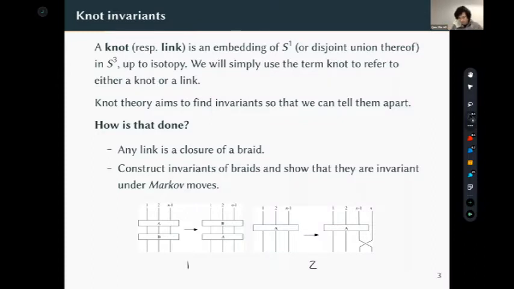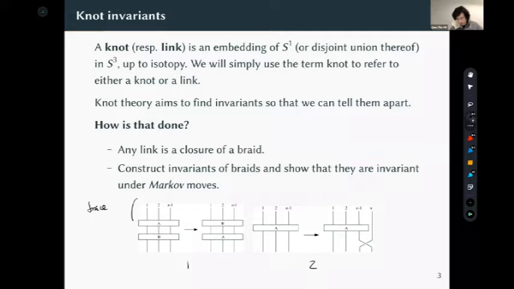So that means that the order in which you concatenate them shouldn't matter in the resulting knot. The boxes A and B represent different braids, and then you concatenate them. This property is called the trace-like property. It's kind of like a trace: the trace of AB is the trace of BA.